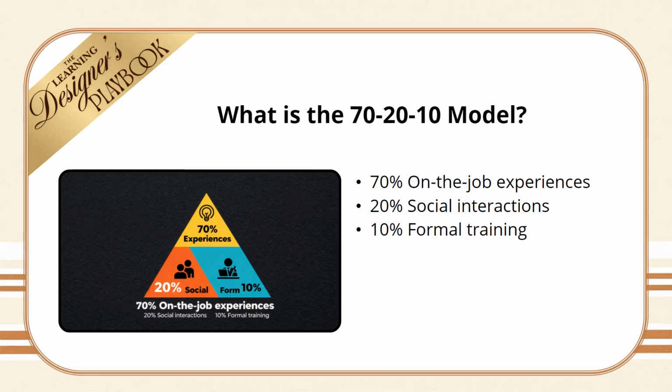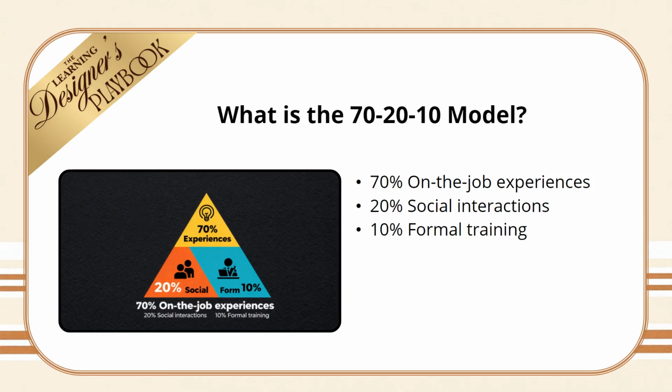The 70-20-10 model is a framework for understanding how adults learn. It suggests that about 70% of learning occurs through on-the-job experiences. This includes problem solving, practice, and real-world application. Another 20% of learning comes from social interactions. Examples include coaching, feedback, and collaboration with peers. The final 10% comes from formal training. This includes workshops, courses, and structured e-learning.